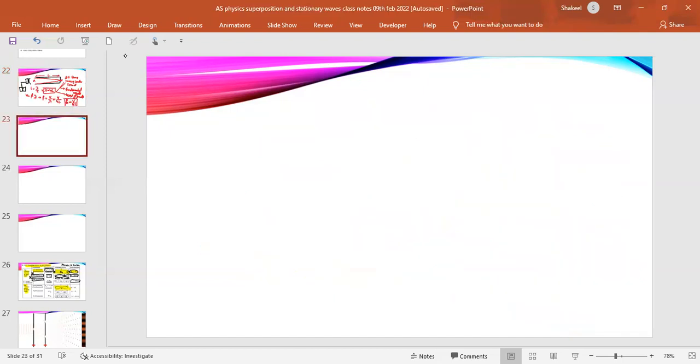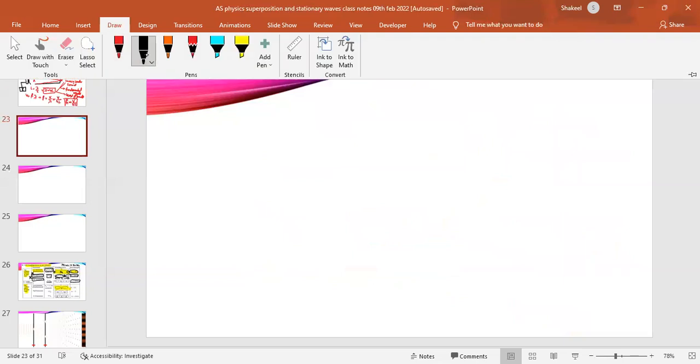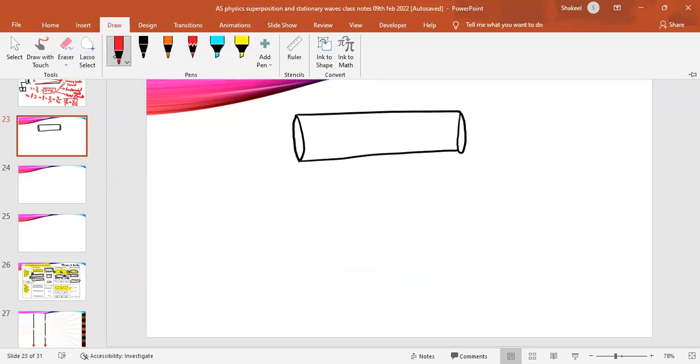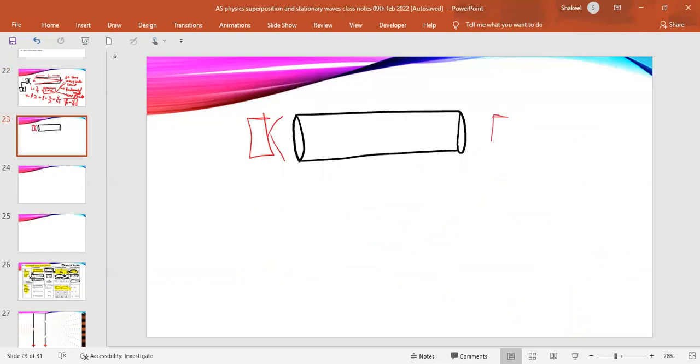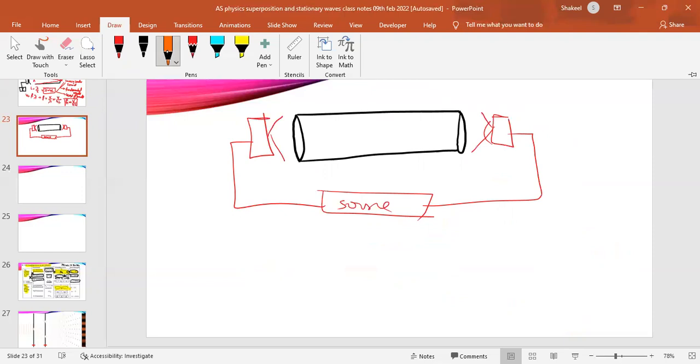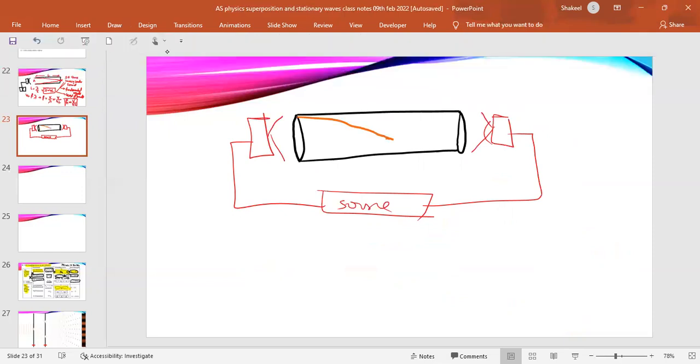In the similar way, for the both ends open pipe, you have to keep the loudspeakers at both ends, like here and here as well. And you connect them with the same source. And then you play such that when for the first time you hear the louder sound, it will be like this. A node in the middle and antinode at the open ends.